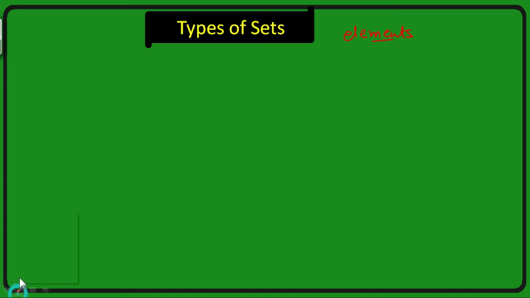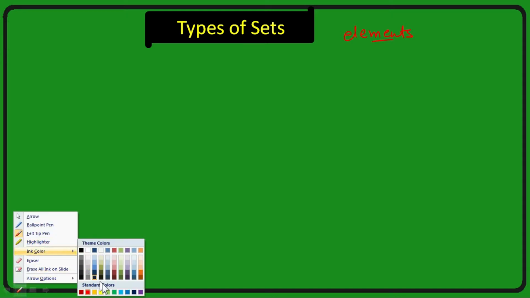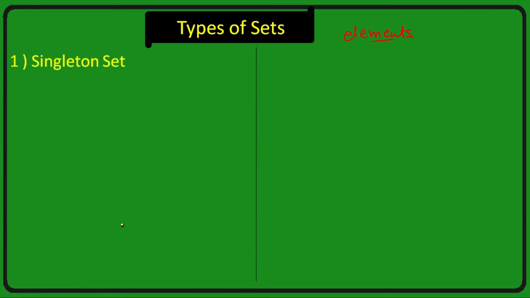The first type is called the singleton set. So what is meant by singleton set? Single means only one. If the set contains a single element, then that type of set is called a singleton set.